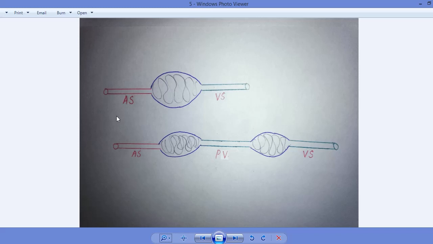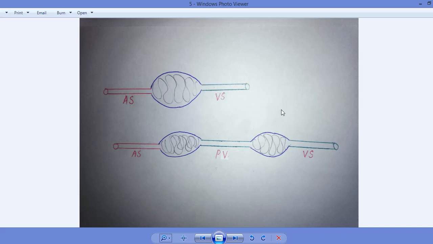Once again, the normal circulatory system has the arterial system, which arises from the heart, connected with the venous system with the help of one bunch of capillaries. But if the arterial system is connected with the venous system with the help of a portal vein and two bunches of capillaries, then this is called the portal system, and the other would be called the normal circulatory system.